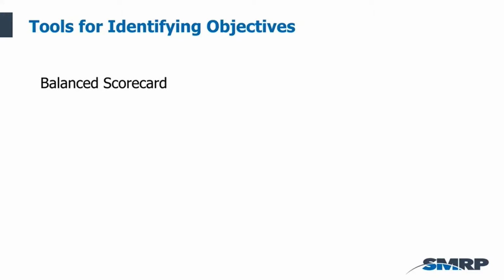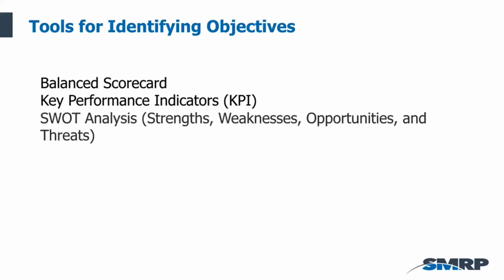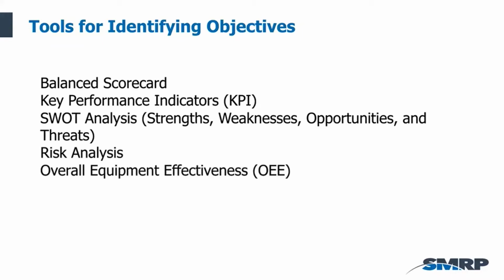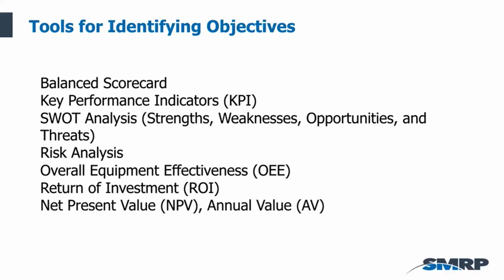You may have heard of the balanced scorecard. You can certainly look at key performance indicators, SWOT analysis, which is looking at strengths, weaknesses, opportunities, and threats, risk analysis, overall equipment effectiveness, return on investment, net present value or even annual values, and of course benchmarking. All of these should help you to identify where you are now and what's the target that you're trying to achieve.